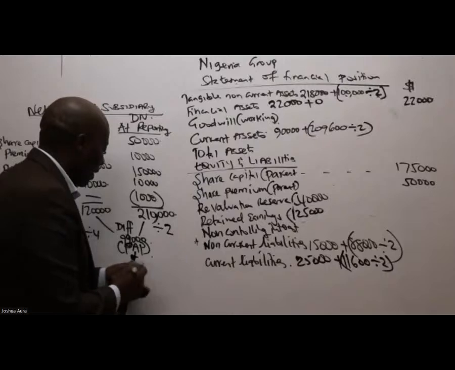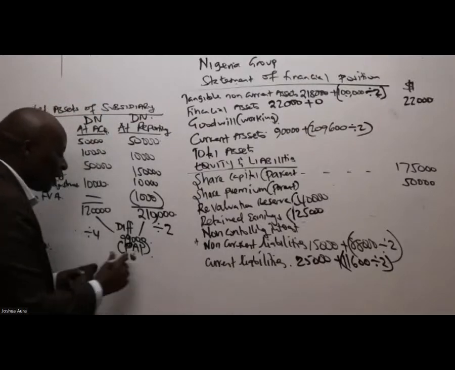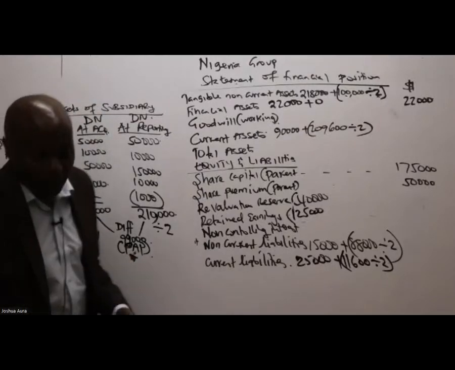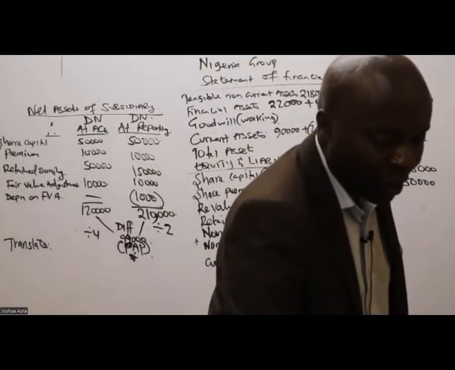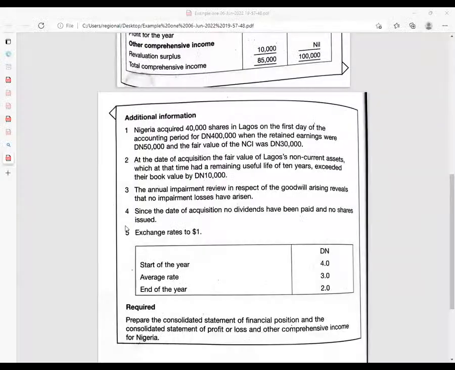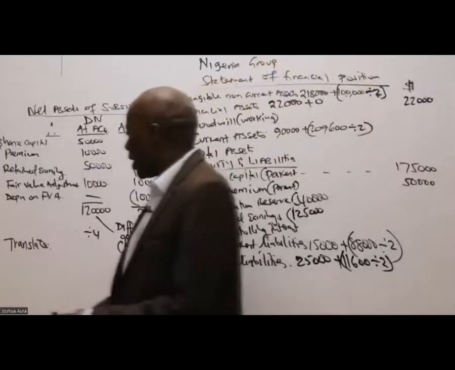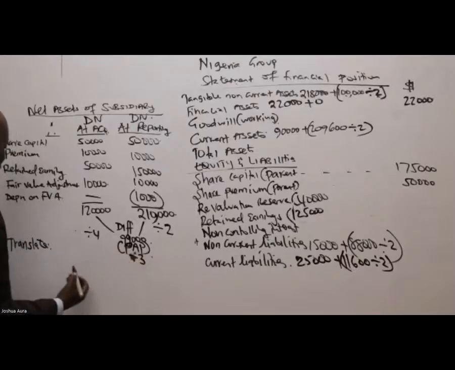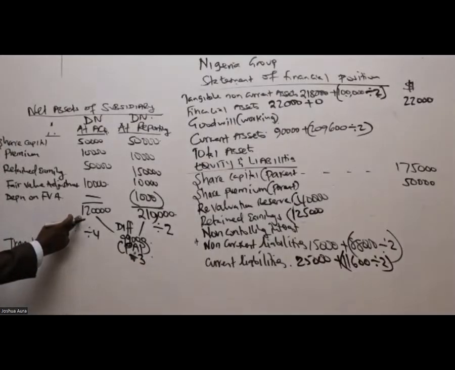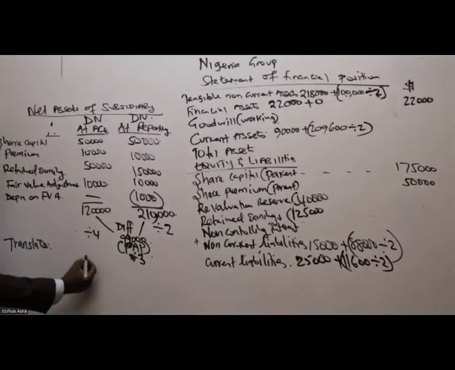And then we use it here. So divide this by the average rate. The average rate has been provided. It's 3. So divide this by 3. Could you kindly give me these translated figures? So give me the net assets at acquisition, how much do I write here?